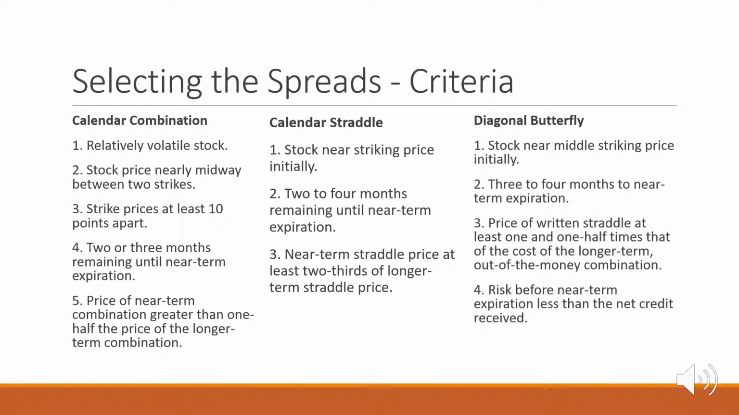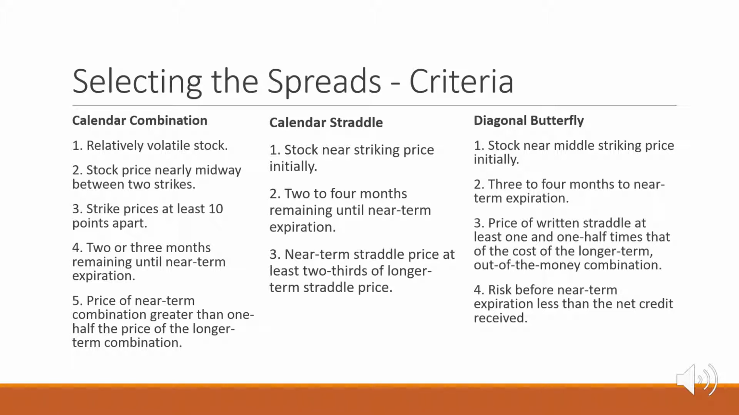Criteria for selecting which spread to use. For the calendar combination, you're going to want a relatively volatile stock. You're going to want that stock's price to be nearly midway between two strike prices. You're going to want the strike prices to be at least 10 points apart. You're going to want 2 or 3 months remaining until the near-term expiration, and the price of the near-term combination greater than 1/2 of the price of the longer-term combination.